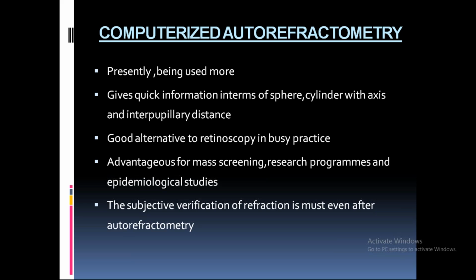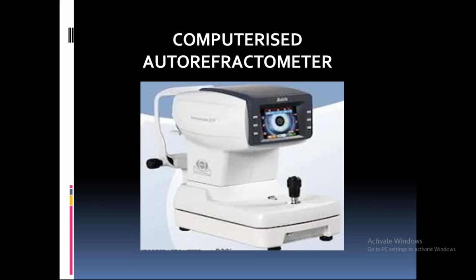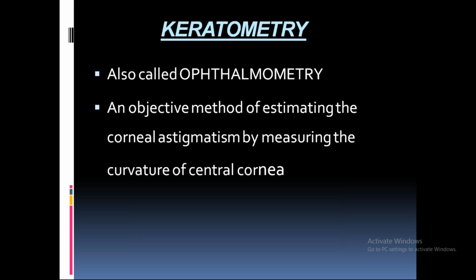The subjective verification of refraction is a must even after autorefractometry. This is computerized eye testing. We most commonly use computerized eye testing nowadays because of the quick information in terms of spherical power, cylindrical power, and axis and interpupillary distance. Good alternative to retinoscopy in busy practice. It is also advantageous for mass screening, research programs, and epidemiological research. Even if you do computerized eye testing, you have to go for subjective verification.